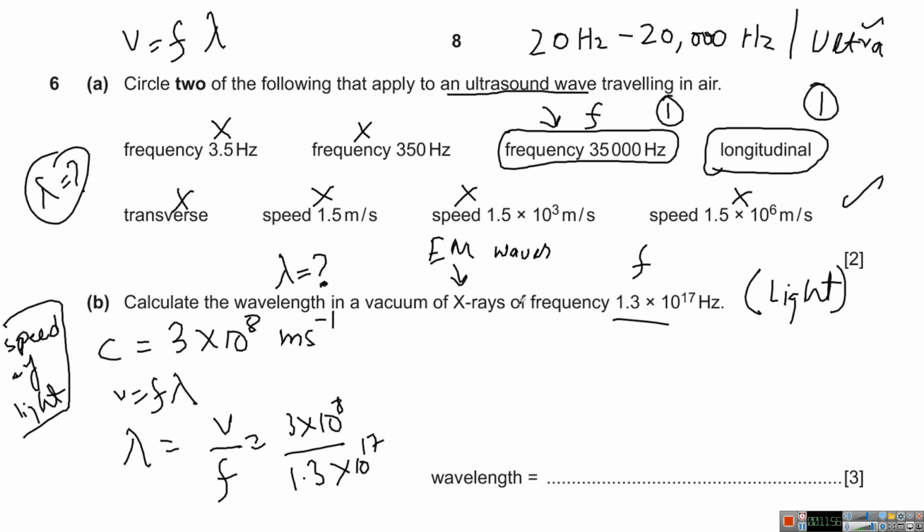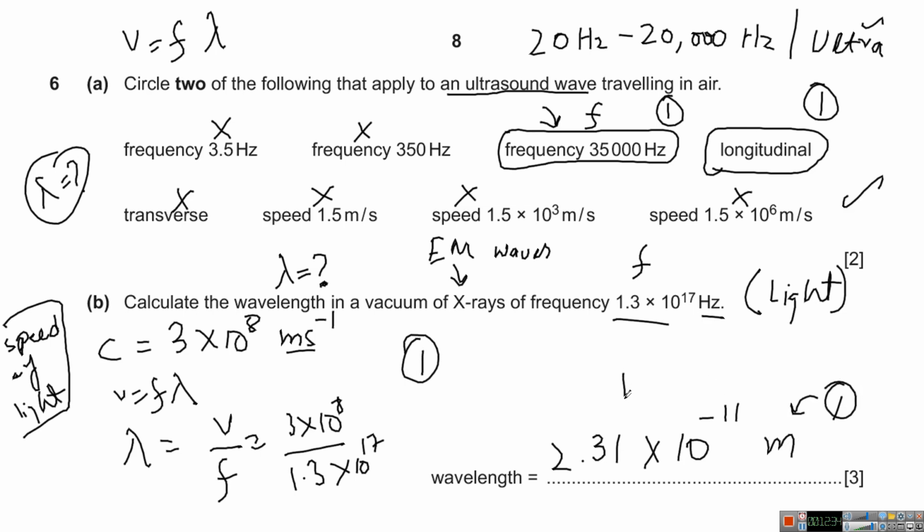So once we write this down, let me just pull up my calculator to calculate this. The answer is going to be 3 divided by 1.3, which is 2.31. I've rounded off to this, multiplied by 10 to the power minus 11, and since this is in hertz and this is in meter per second, the unit is going to be meters. So 1 mark for working, 1 mark for unit, and 1 mark for your answer, right? So 3 marks over here.